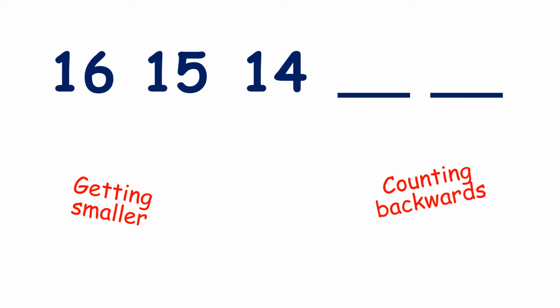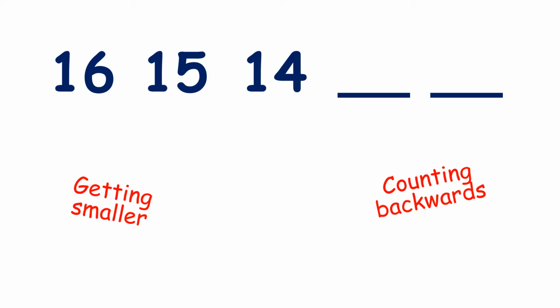Now we have 16, 15, 14. What can you tell me about these numbers? Well, we know that they're all teen numbers, numbers with 1 ten, but maybe you noticed that the numbers are getting smaller by 1 each time. Or you could say when we have 16, 15, 14 that we're counting backwards.